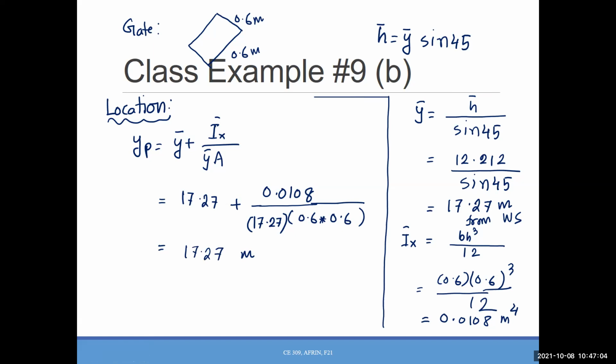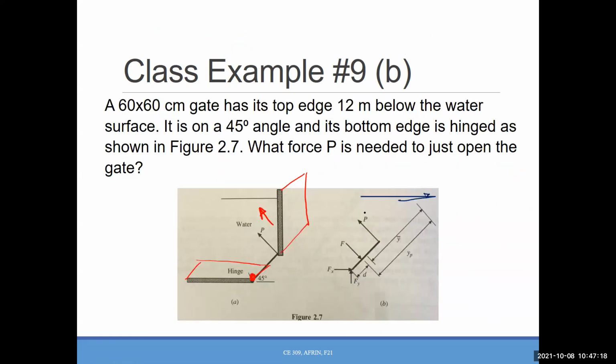Do you think you are done with this class example? No, because the question was what would be the force to open the gate? If we go back here, what would be the force? That's what you need to calculate. How can you find that? You have this force, you have distance. You have two different forces and you don't know anything about P. You don't know the relation between P and F. You need to check the moments about these points. And that's how you can get the value of P.